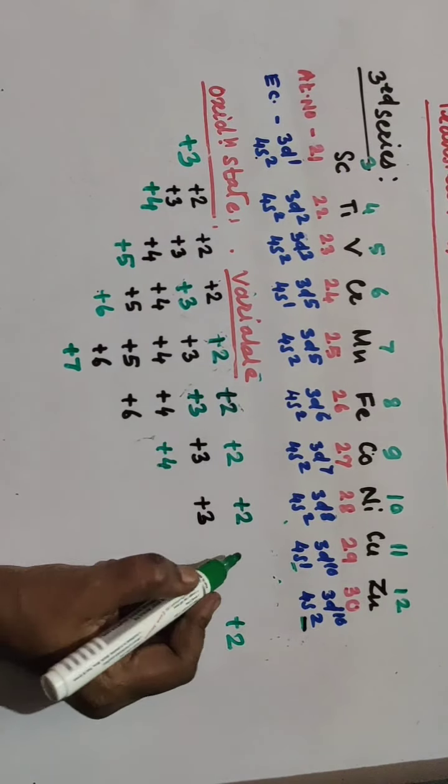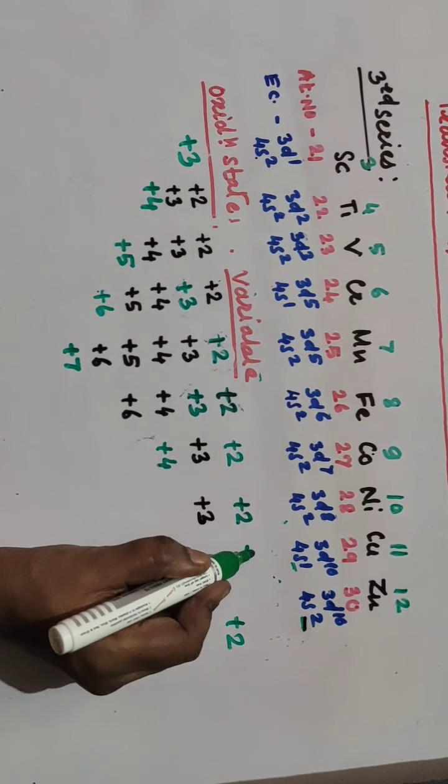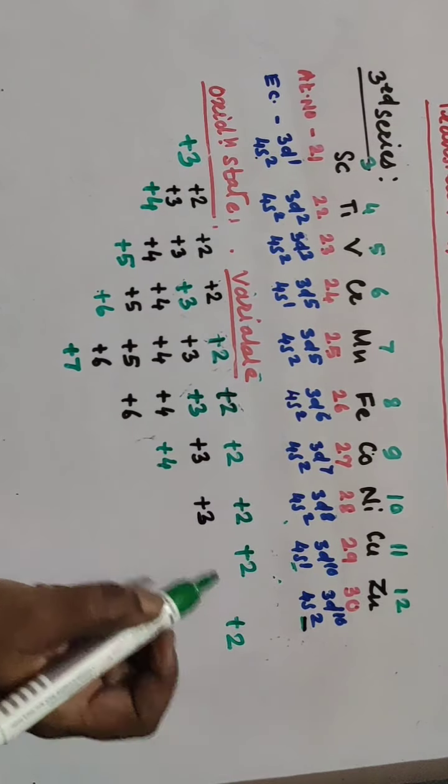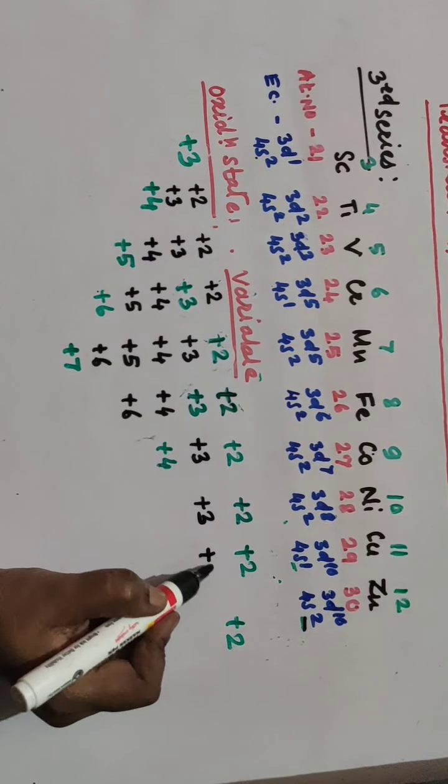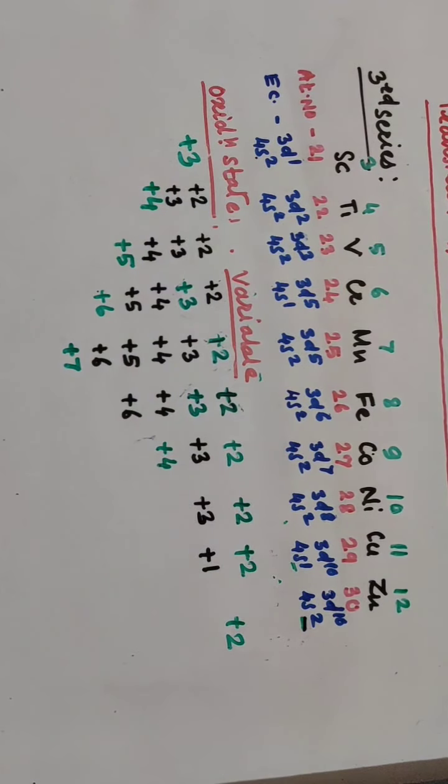Then for copper, again +1 and +2, two oxidation states it can show. It can remove 1 electron from s orbital or it can remove 2 electrons also, but it can form stable compounds with +2 oxidation state. So these are the variable oxidation states of the transition elements.